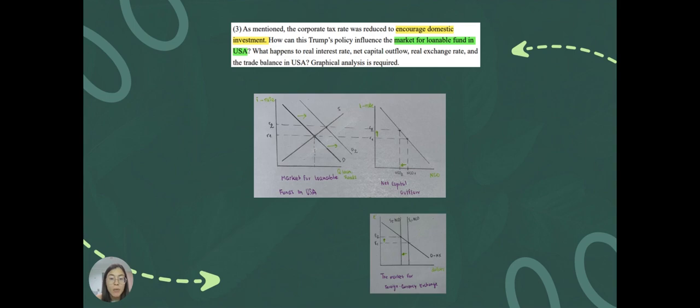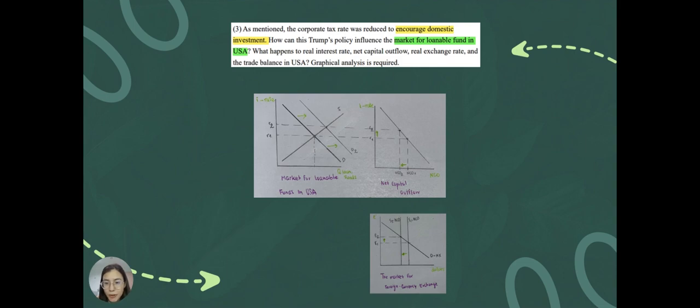And while we see it reflected in the net capital outflow, which is that the net capital outflow falls, then this fall in the net capital outflow reduces the supply of dollars in the foreign exchange market. And then the real exchange rate appreciates, which is, the dollars become more expensive, and this eventually leads to a reduction in net exports.